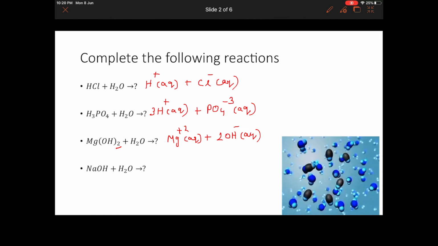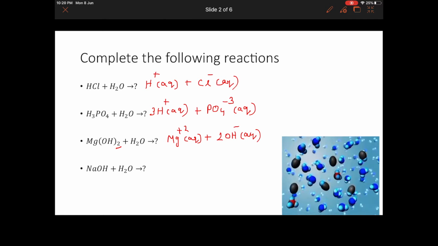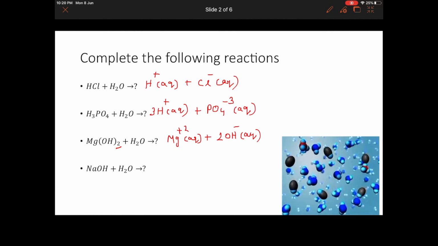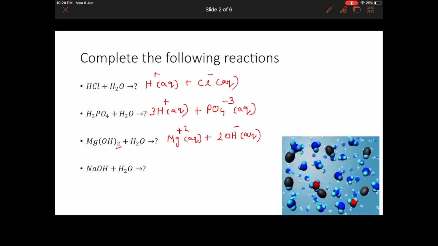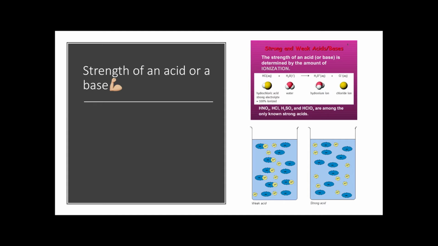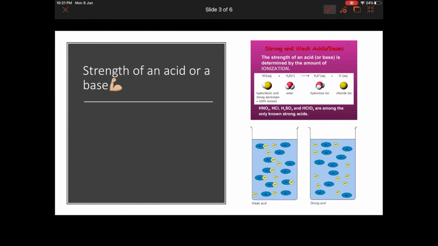We are thus clear with the fact that acids when dissolved in water give H+ aqueous and bases when dissolved in water give OH- aqueous, which is responsible for their acidic and basic behavior respectively. Let us now talk about how do we determine the strength of an acid or a base. The strength of any acid or a base is actually determined by the amount of ionization that occurs. Let us try to understand this with a little more clarity.